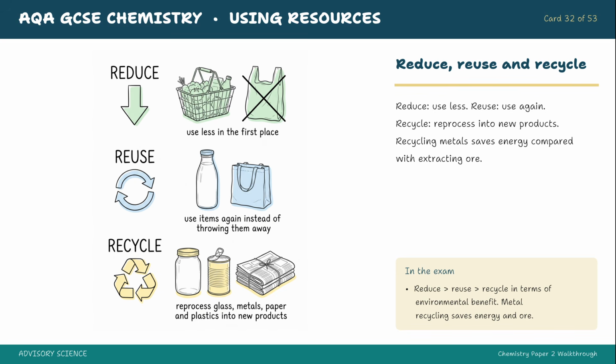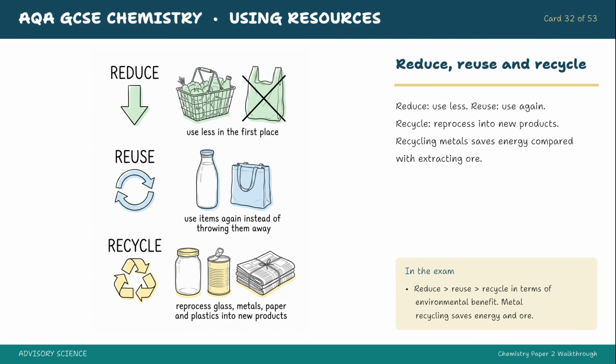Reduce, reuse, recycle. The simplest way to make resources last longer and reduce environmental damage is to use less of them in the first place. The three R's put this in order. Reducing means using smaller quantities of raw materials and energy. Reusing means using an item again for the same or a new purpose, like refilling a glass bottle.